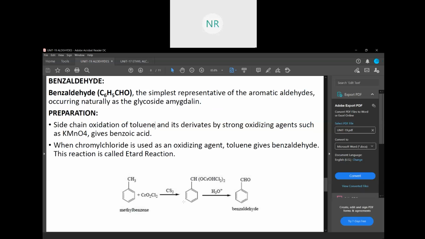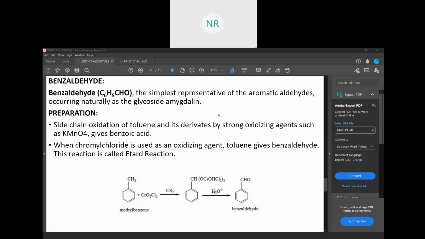So next we will be seeing about benzaldehyde. I've already told you that the name benzene comes. It is denoting a benzene ring, that is C6H5. So the formula for benzaldehyde is C6H5CHO. It is the simplest representative of the aromatic aldehydes. Okay. So it occurs naturally as glycoside amygdalin.